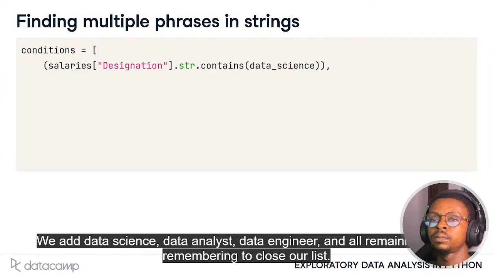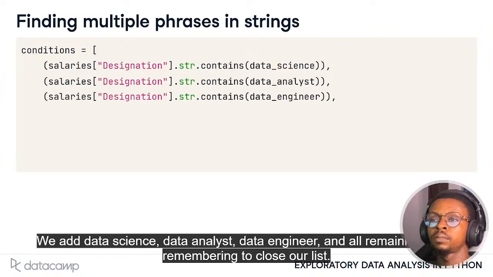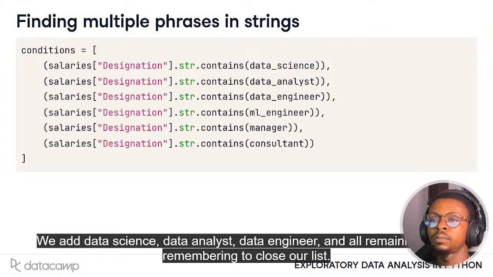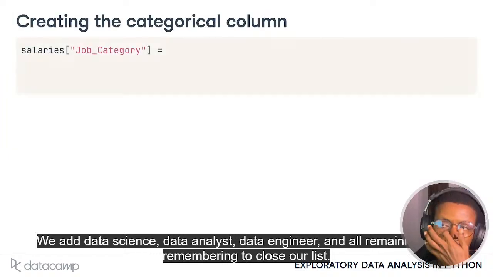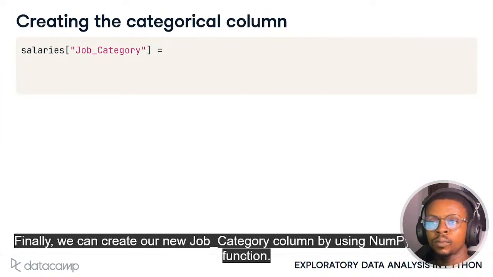We add data science, data analyst, data engineer, and all remaining roles, remembering to close our list. Finally, we can create our new job category column by using NumPy's .select function.